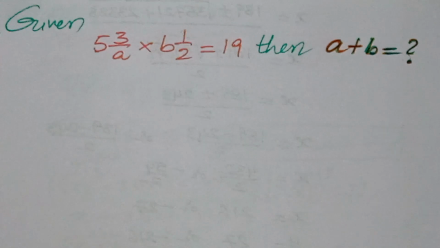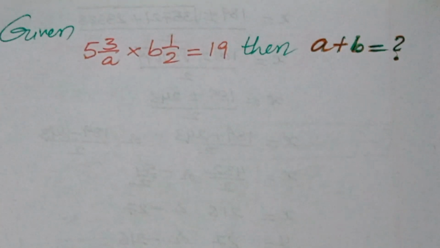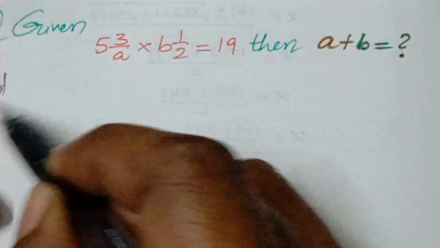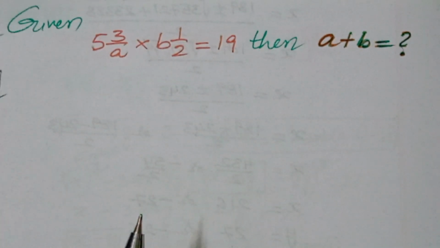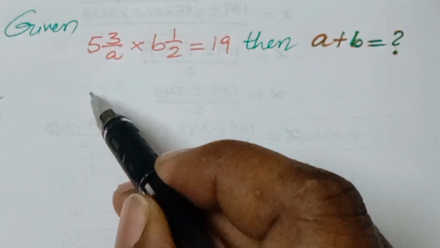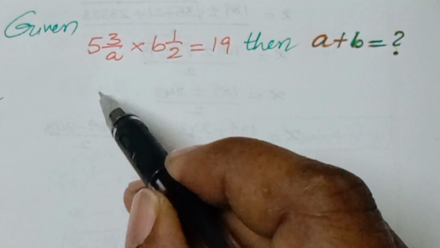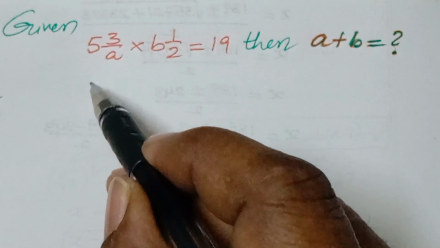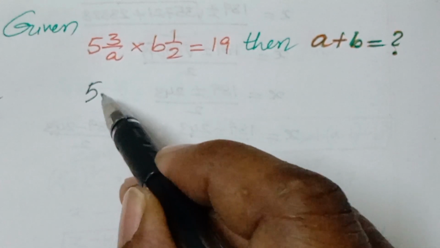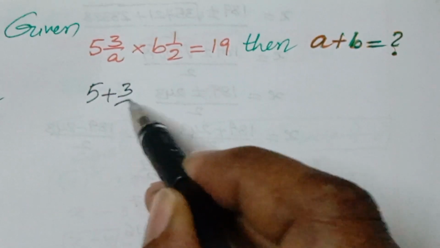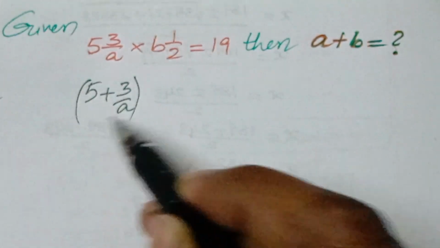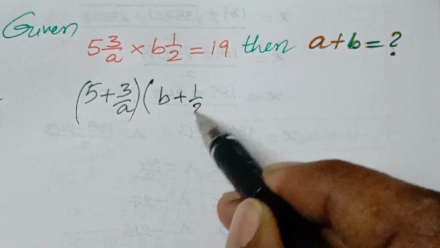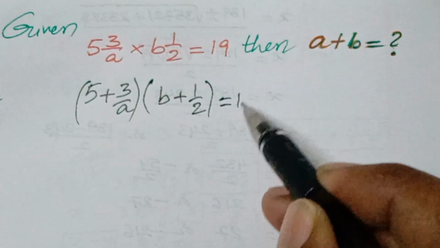So here how to solve this problem. The concept is a very simple concept. First of all, what you have to do: it is in mixed fraction, so you have to write it as an improper fraction. (5 + 3/a) × (b + 1/2) = 19.